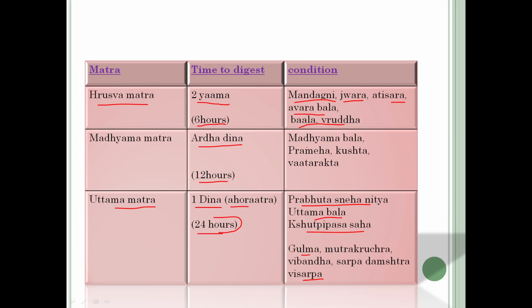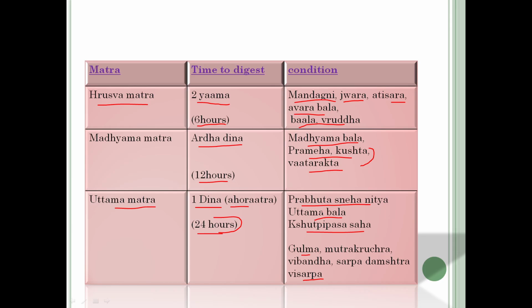Next is Madhyama Matra. Madhyama Matra is for Madhyama Bala. You can remember Avara Bala, that is less Bala, is Risva Matra, less Matra. Madhyama Bala, Madhyama Matra. Uttama Bala, Uttama Matra. These 3 points you can remember. Next, Vyadhi are Prameha, Kushtha and Vatarakta. All these 3 Vyadhi are due to Atisampurana, which will happen in the sedentary lifestyle. Okay, these 3 Vyadhis you can remember: Prameha, Kushtha and Vatarakta. So in this way you can remember all these points.